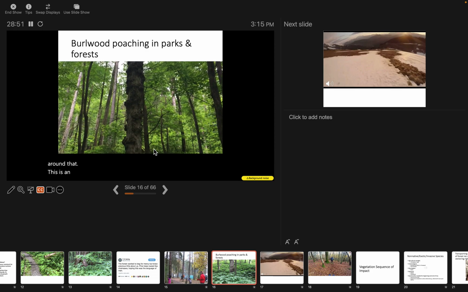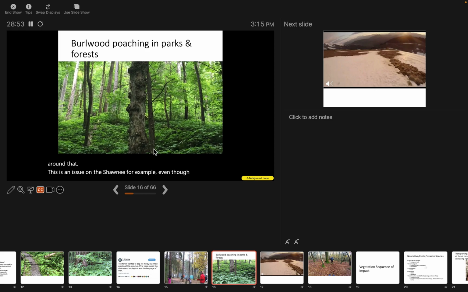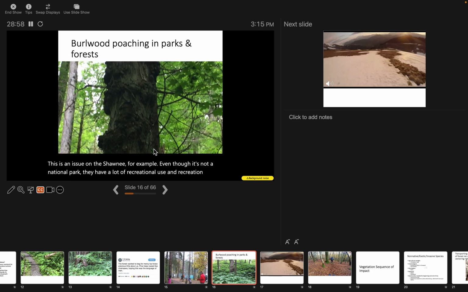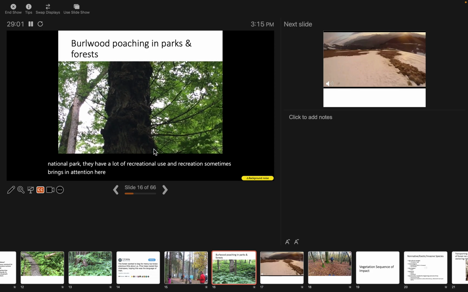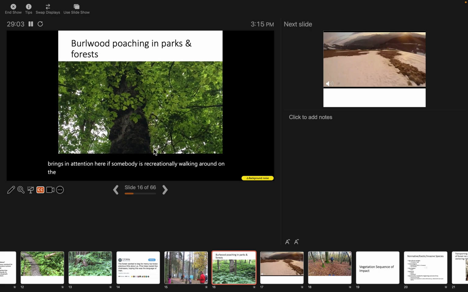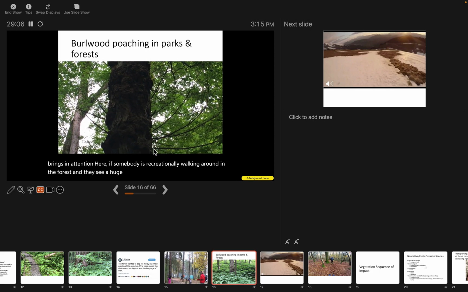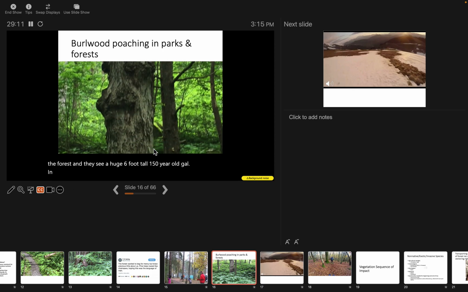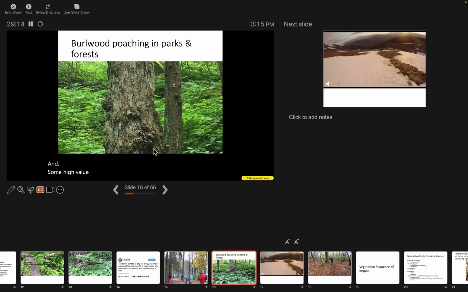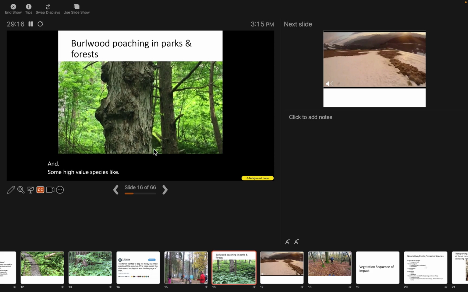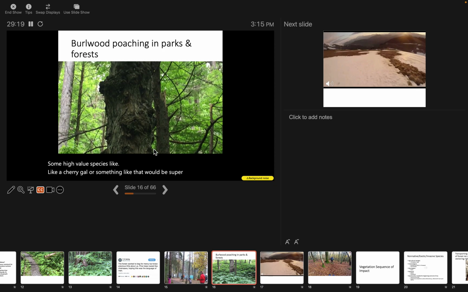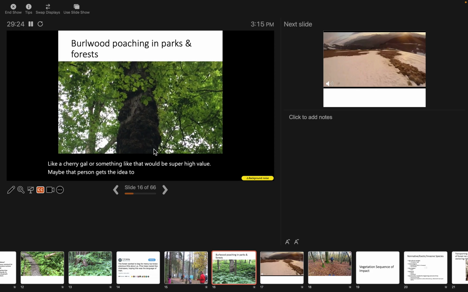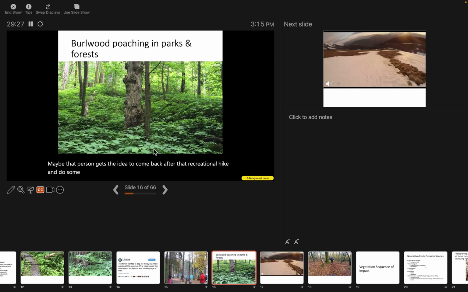This is an issue on the Shawnee, for example. Even though it's not a national park, they have a lot of recreational use, and recreation sometimes brings in attention here. If somebody is recreationally walking around in the forest and they see a huge 6-foot tall, 150-year-old gall in some high-value species like a cherry gall or something like that would be super, super high value. Maybe that person gets the idea to come back after that recreational hike and do some poaching, make some cash.